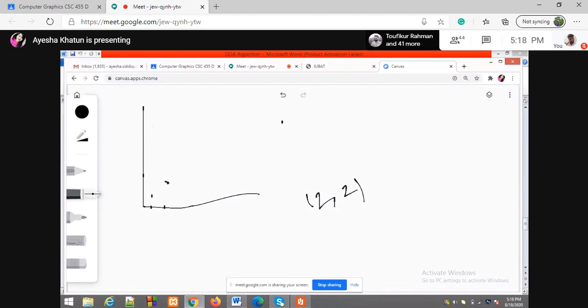Let's say the next point will be here like this. Again, let's say you got 3, 3. So 3, 3 here. Then again next will be here like this. So you will get the points like this way. Then all the points will be connected together to draw the line. That is the thing. Do you understand?